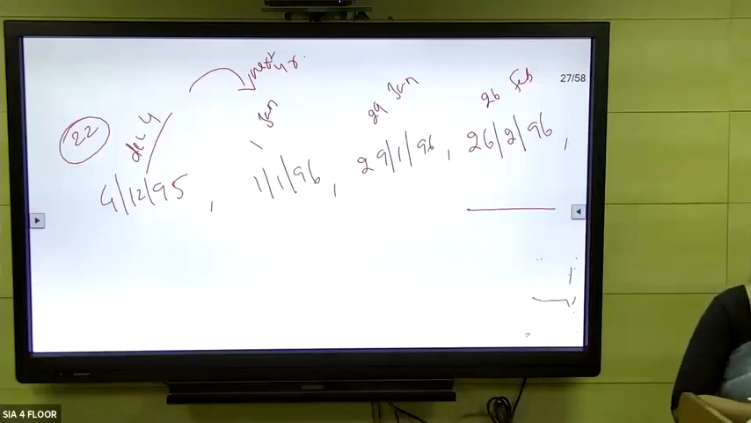What is the gap between this date and that date? Don't include both. Take the gap, the number of days which are in between these two exactly, without considering the dates which are given.